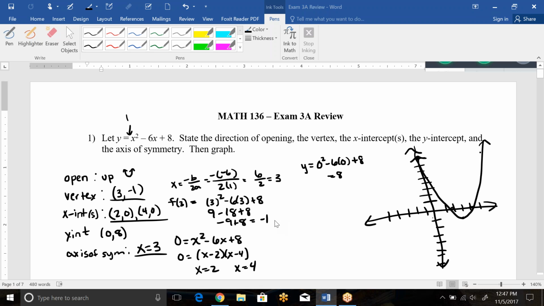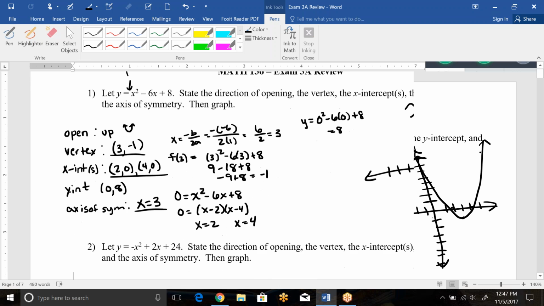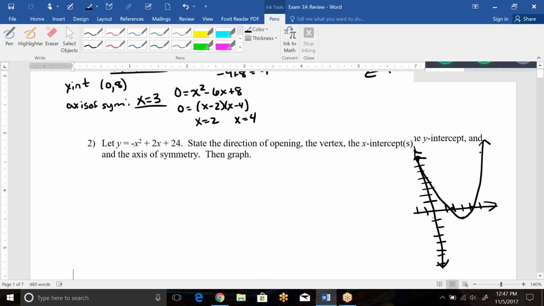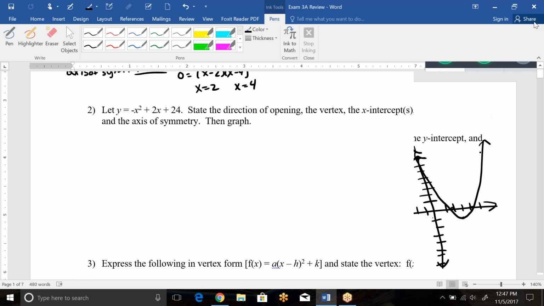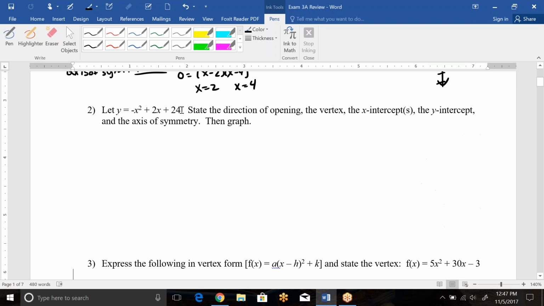So it looks like our quadratic for number 2 has a negative in front, which means we're going to be opening not up this time, but opening down. So let's look at this. So let's go ahead and list all the things we want to know. So opens, vertex, x-intercepts, y-intercept, and axis of symmetry.